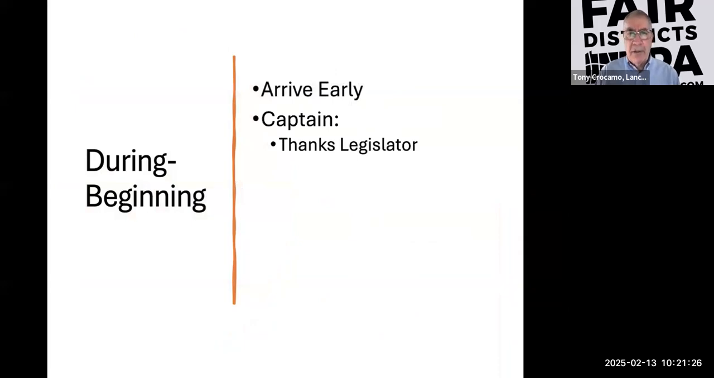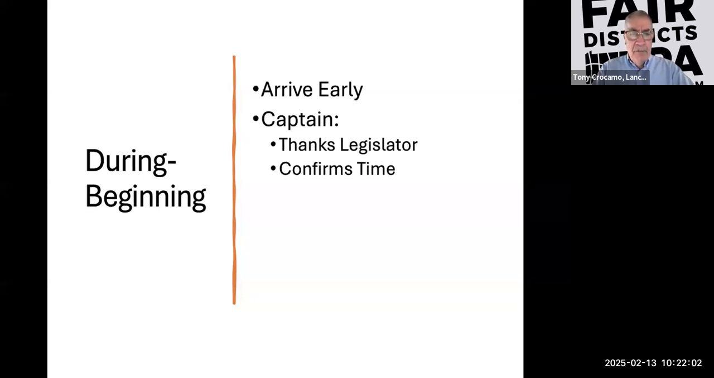You gather outside the offices, you go in all together, you do some last minute planning, go over things. The captain thanks the legislator for something he or she has said or done or supported. There are difficult legislators for whom it's difficult to find legitimately anything that we can actually thank them for. I think that's a rarity, but it does happen. In that case, you thank them for their time. And you say, isn't it wonderful we live in a country where constituents can meet with their lawmakers?